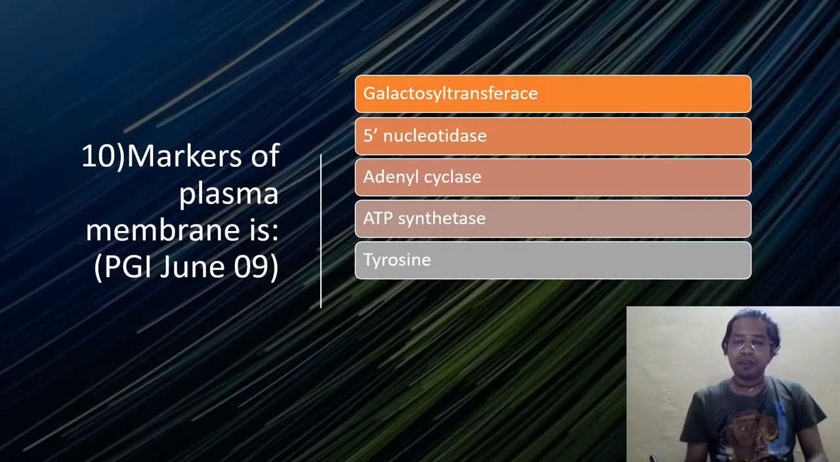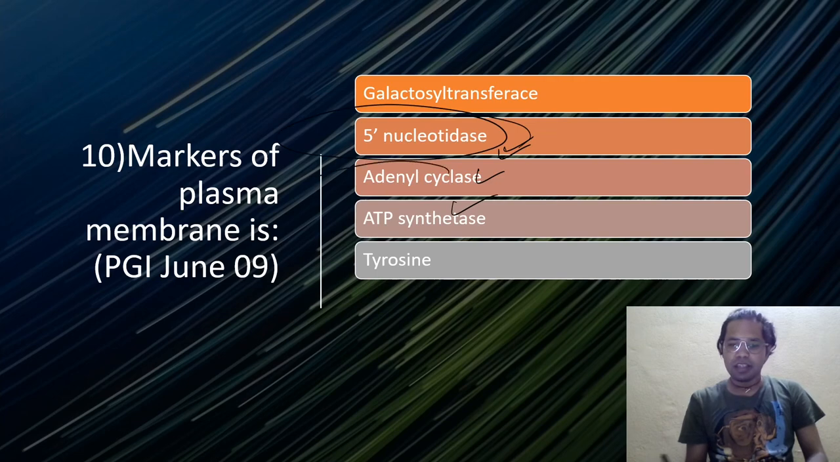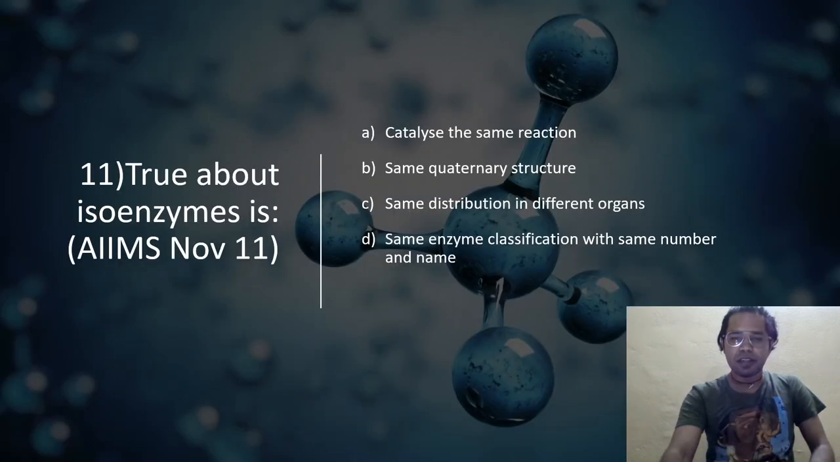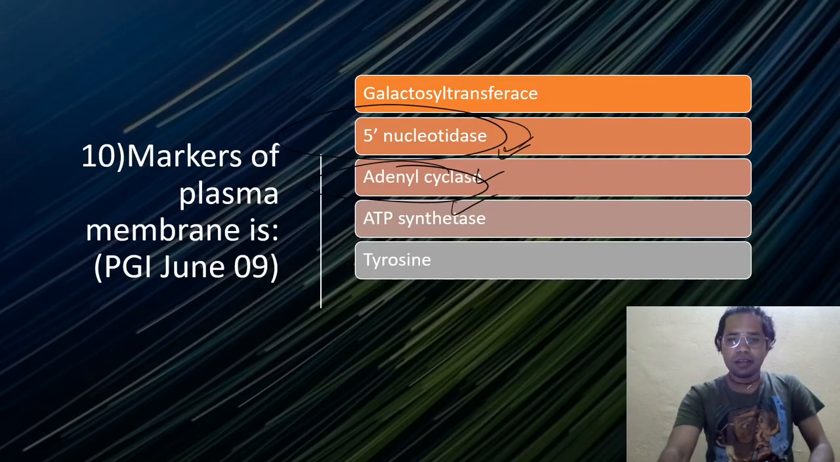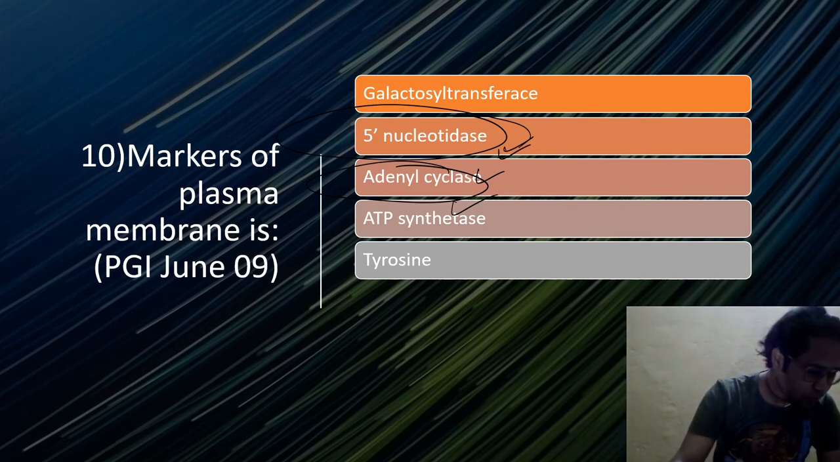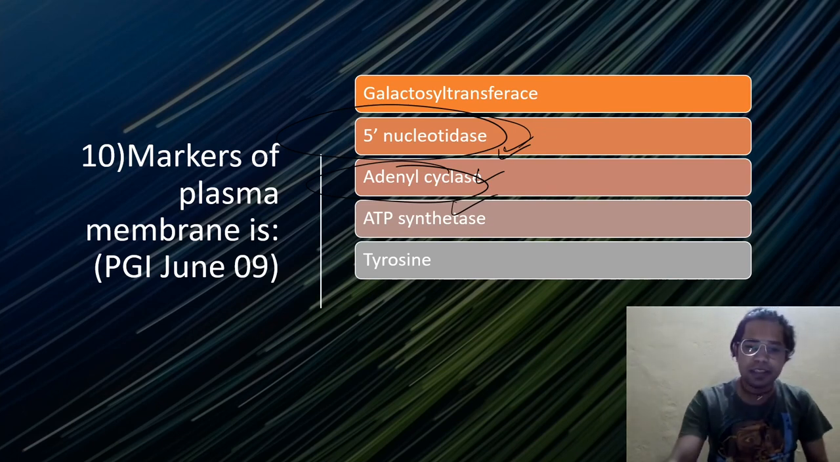So 5 nucleotidase, adenyl cyclase and sodium ATPase is not there. Okay. Sodium ATPase not there. So these two are the answer. 5 nucleotidase and adenyl cyclase. And these two are the answer.